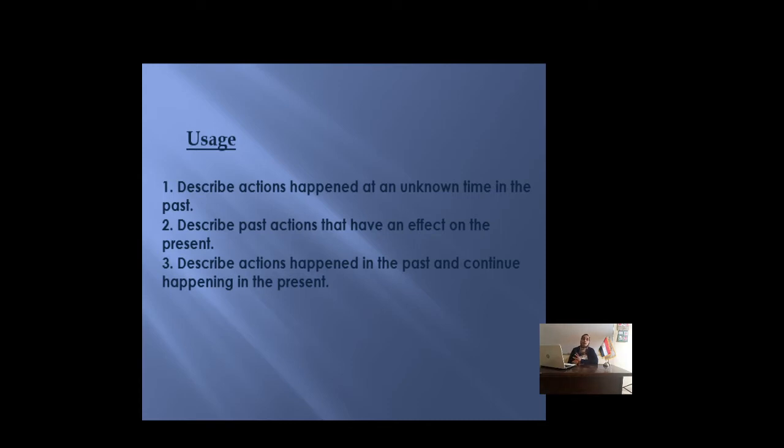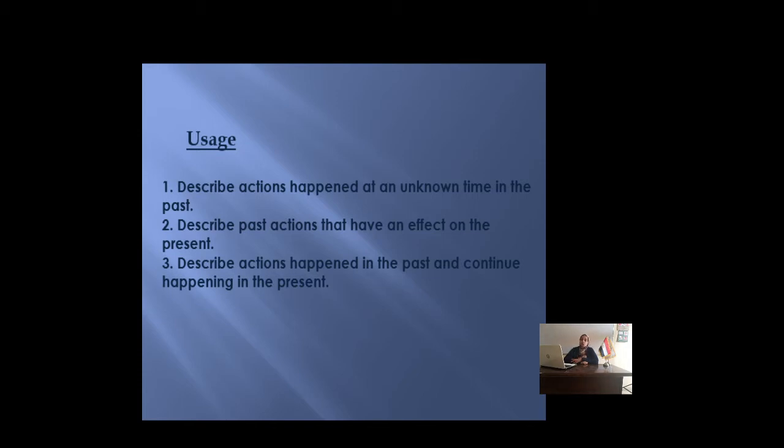What does it mean? For example, if I broke my hand, I don't know the specific time that I broke it. So that's why I use the present perfect tense. Also, when you have something get wet, you have the result that it will start to be wet at any time. You don't know exactly when. Then it will last for a period of time, and you don't know for how long. So you describe past actions that have an effect on the present, and you don't know when it will end.